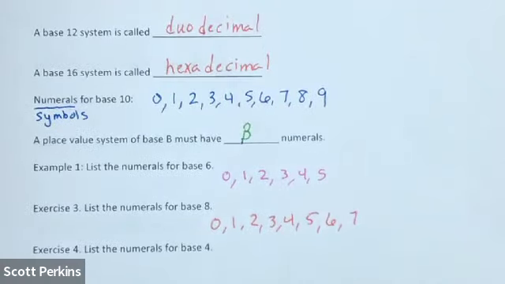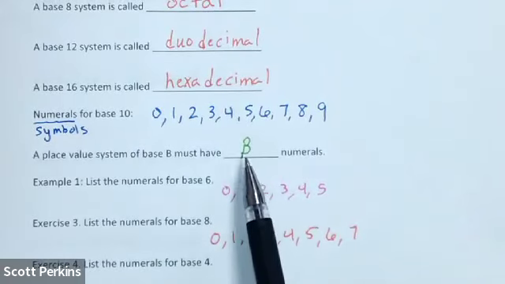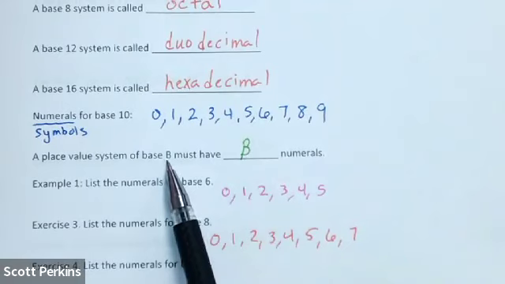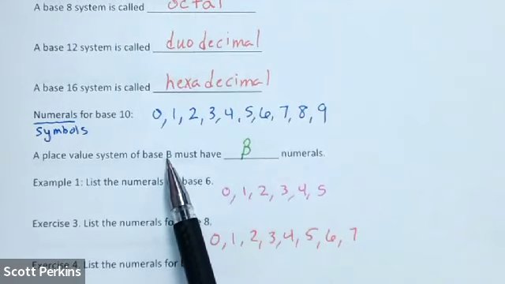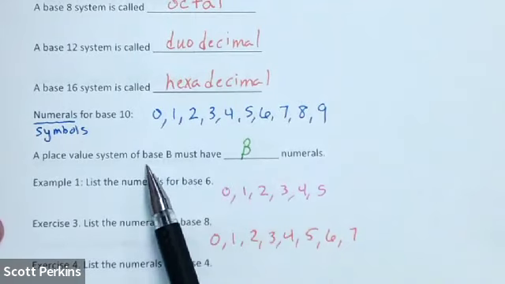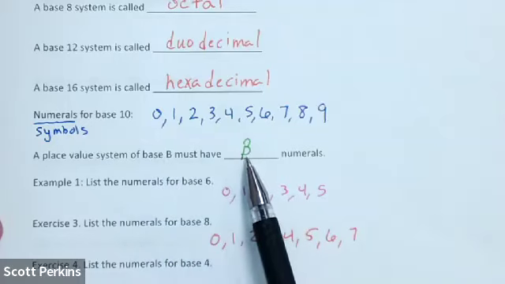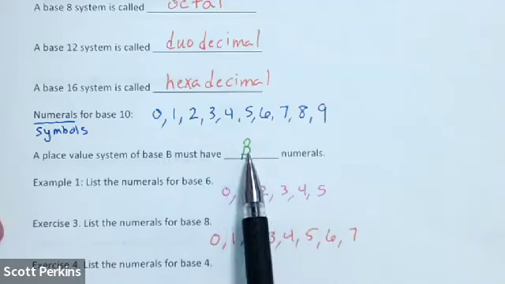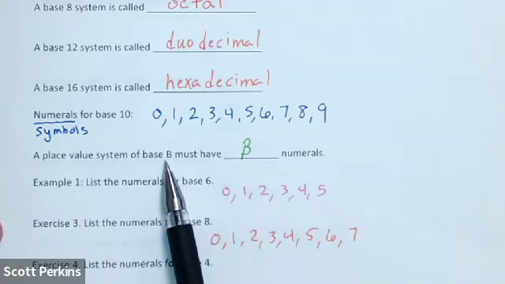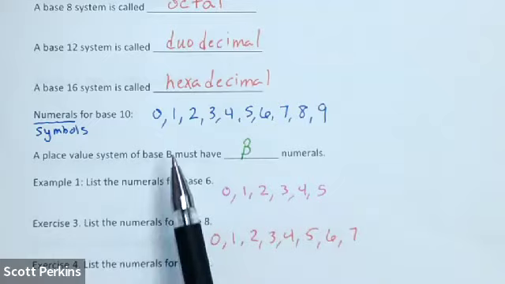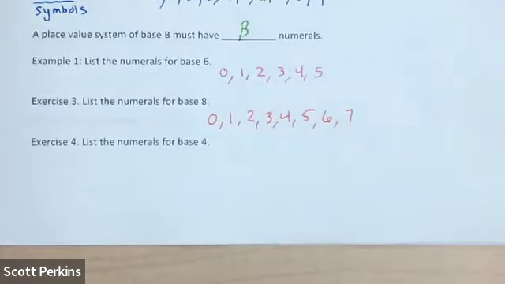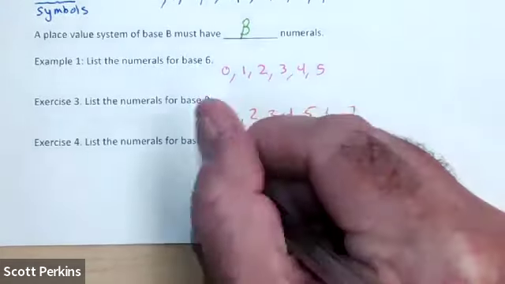This one right here? That's a B. So this is just the letter B that represents any base, any number. So if you have a base B system, then you have to have B numerals. The number of numerals you have has to agree with the number of the base, is what that's saying. Said another way, exercise 4, what numerals would we need for a base 4 system? Perfect.